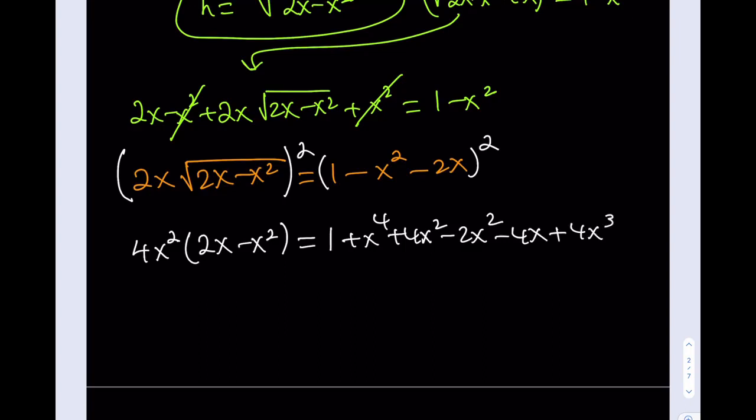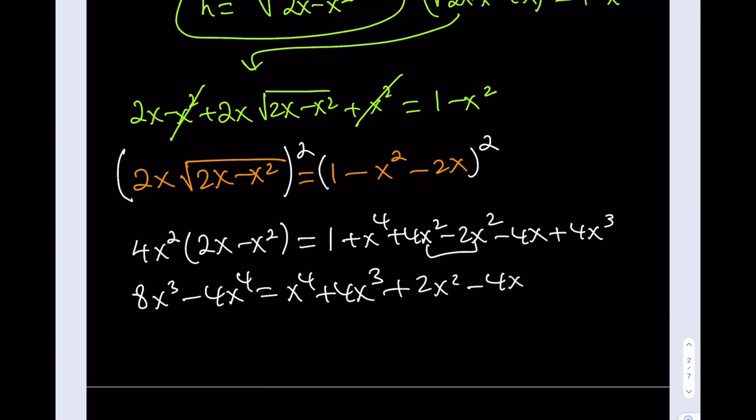Don't forget to double the products because that's what you have in the formula. Okay, let's go ahead and distribute this. 8x cubed minus 4x to the fourth is equal to x to the fourth plus 4x cubed plus 2x squared. I'm kind of simplifying these as we go, minus 4x plus 1.